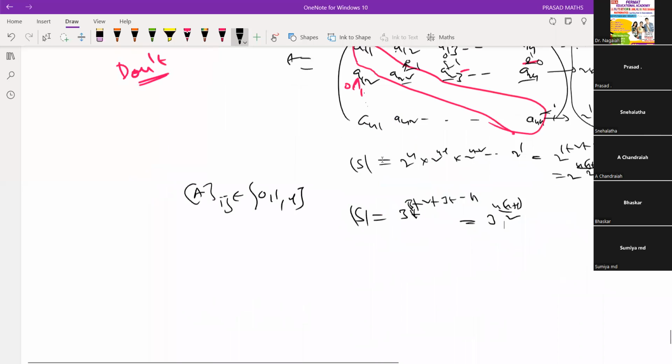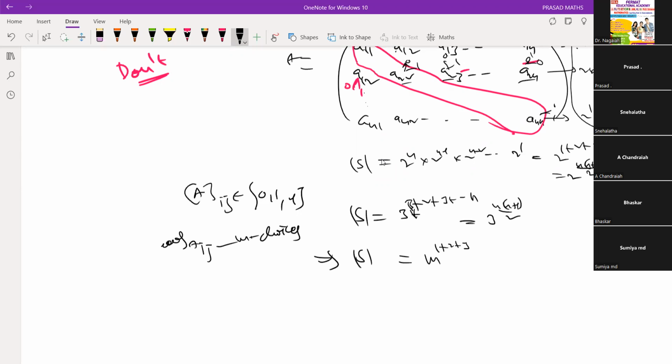Suppose your choices for aij have cardinality m. Each aij can be taken from 1, 2, 3, 4 up to m choices. Each aij has m choices. What is the cardinality of S? If each aij has three choices, you get the formula 3 power n into n plus 1 by 2. If each aij has m choices, the cardinality of S is nothing but m power n into n plus 1 by 2. This is the formula for the total symmetric matrices whenever each entry of the symmetric matrix has m choices. Is it clear?